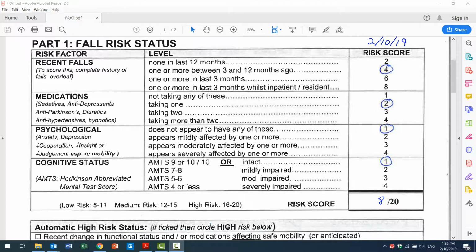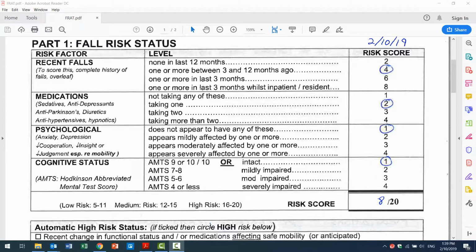In terms of cognitive status, if you're not sure what the Hodkinson abbreviated mental test score is, that's okay, not all facilities use that. However, there is another option in terms of cognitive status where you can discuss, is the person cognitively intact? Are they mildly impaired, moderately impaired, or severely impaired? And of course you would circle the corresponding number.